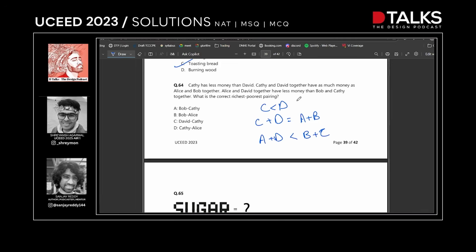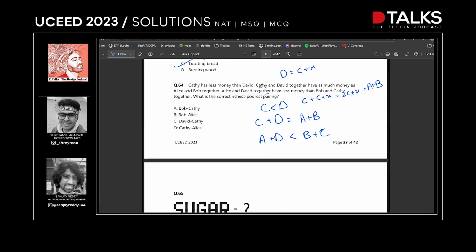Okay, I'll try to give you a mathematical way. Let's take D is equal to C plus X. So X is some value, right? So this satisfies this inequality, right? C is smaller than D because you have to add something to C to make D, right? So that means C plus X, that is 2C plus X, is equal to A plus B.